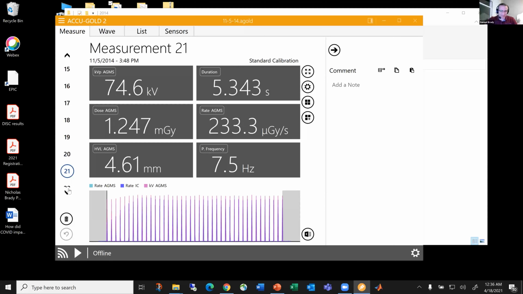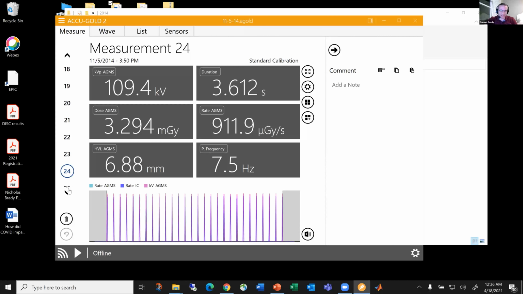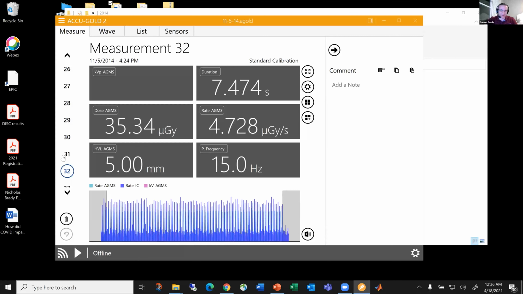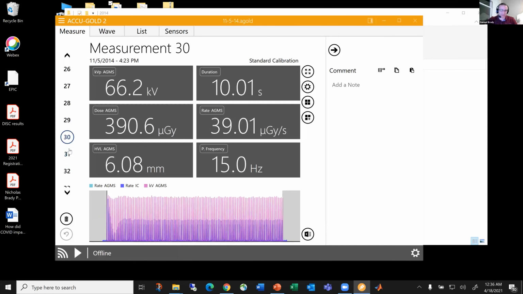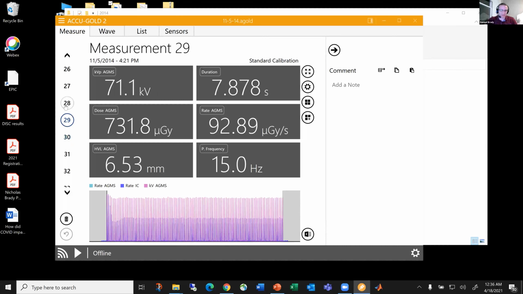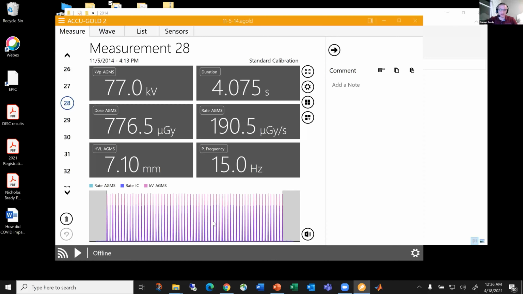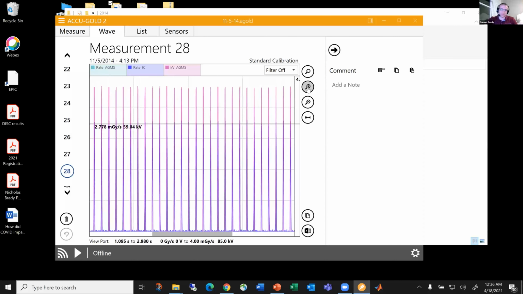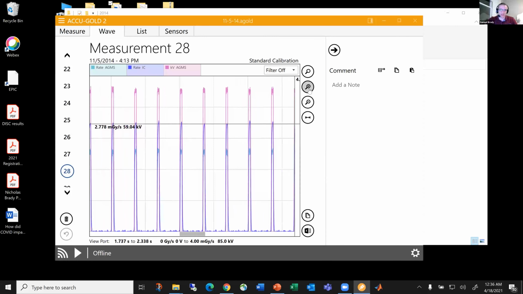So I did a lot of measurements. I'm trying to see if there's a thicker one here. Here you go. Here's 15 pulses per second. So in this case, we can go look at how wide these pulse widths were.